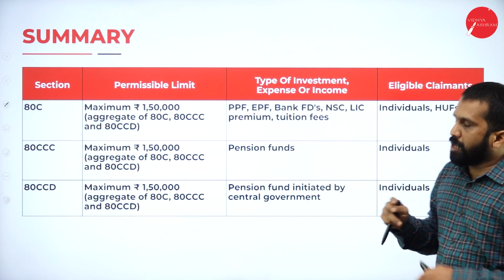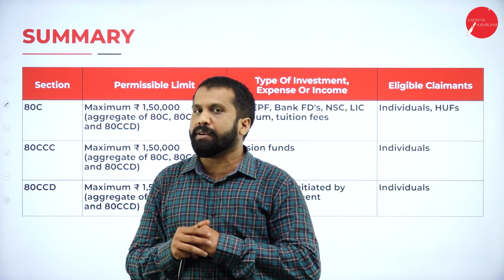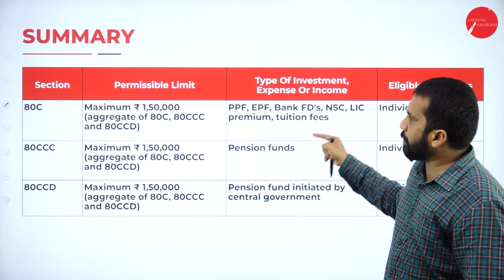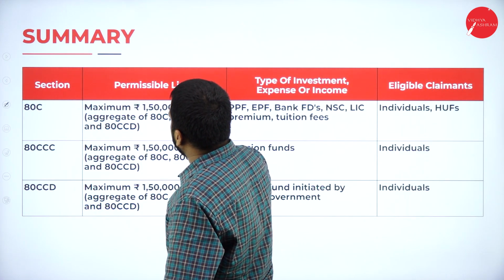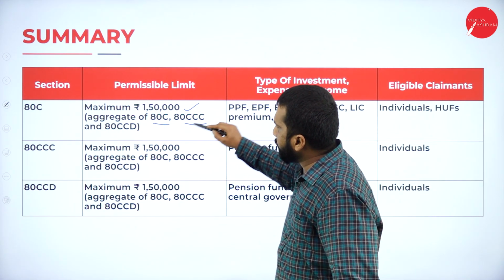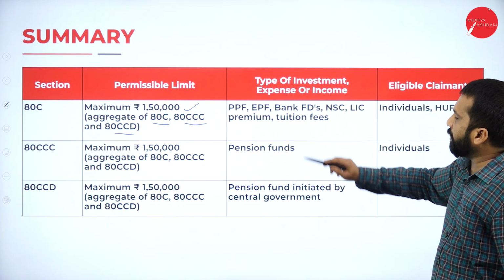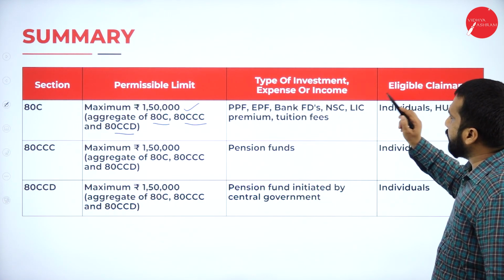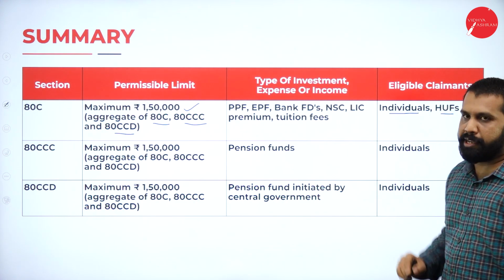Next, the summary. We have finished with your 80 sections and we go with the summary. It is nothing but, instead of reading everything, if you see this summary, you will get an idea of everything. Now, 80C maximum 1,50,000. It includes what? 80C, 80CCC, 80CCD. So, what type of investment? PPF, EPF, bank FD, NSC, LIC and all. And it is for individual as well as HUF.